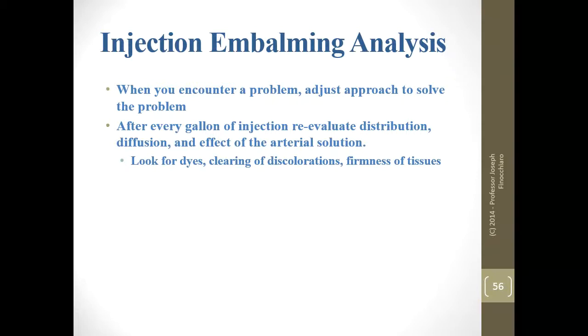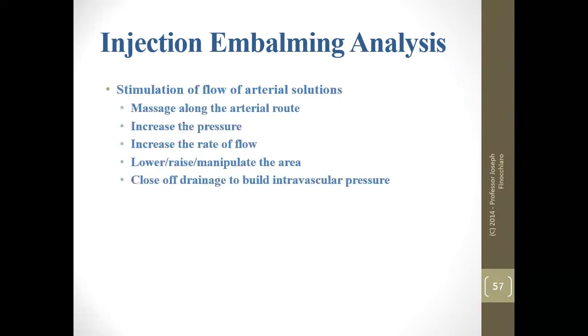After every gallon of injection, reevaluate distribution, diffusion, and effects of the solution. Look for dyes, clearing of discolorations, firmness of tissues, whatever you need to, the signs and quote-unquote symptoms of arterial preservative distribution. Stimulation of flow of arterial solution. Ways you can kind of make this work. Massage along the arterial route.